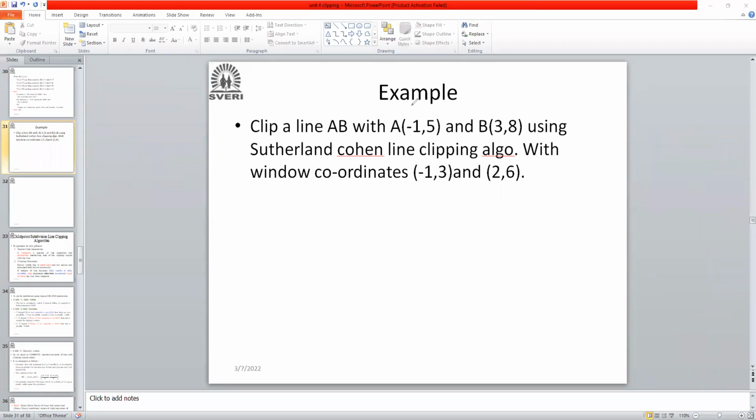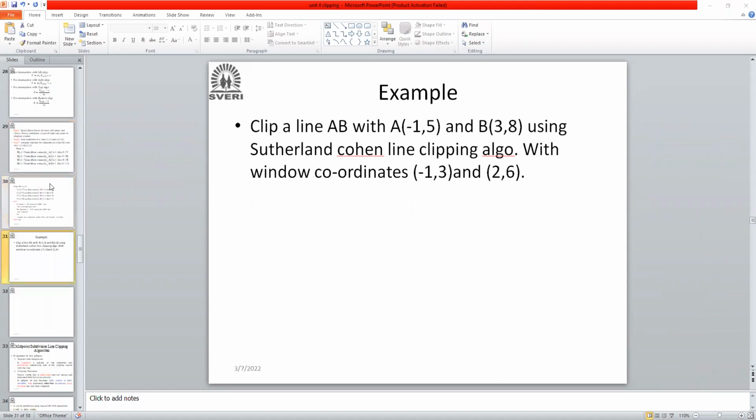Okay. So let us solve this problem. Clip a line AB with A value given, B value given. So these are the two endpoints of a line. And you have to use the Cohen-Sutherland line clipping algorithm with these window coordinates. The window coordinates are given. So what are the steps of the algorithm?